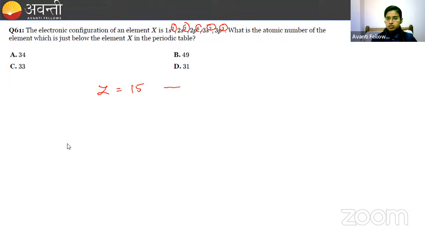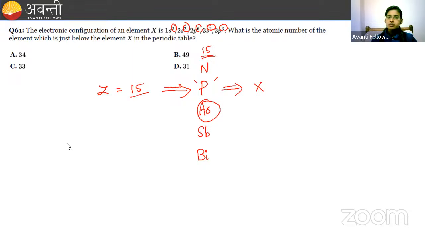The element with atomic number 15 in the periodic table is phosphorus, and phosphorus belongs to the 15th group. The 15th group elements start with nitrogen, phosphorus, arsenic, antimony and bismuth. So the element X is phosphorus. The element below phosphorus is arsenic, and its atomic number is 33. If we want to go from third period to fourth period, we have to add 18 elements, right? So 15 plus 18 gives us 33, and that is the atomic number of arsenic. So option C is the correct answer for this question.